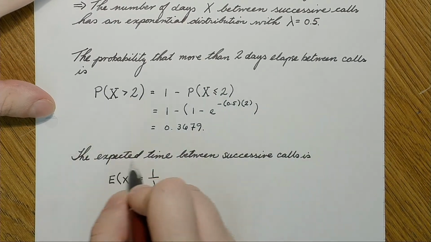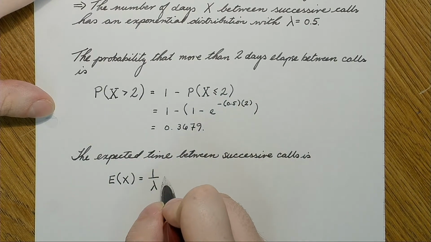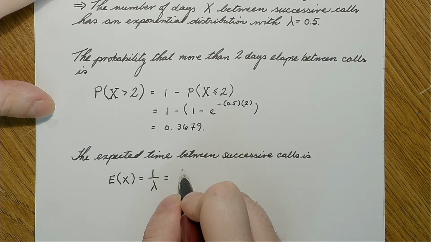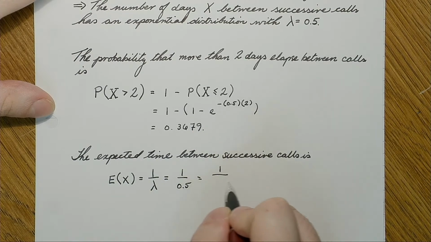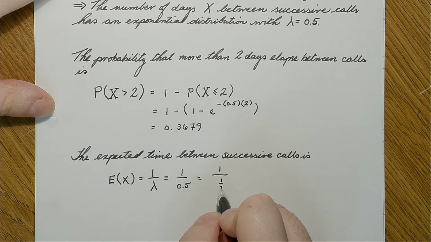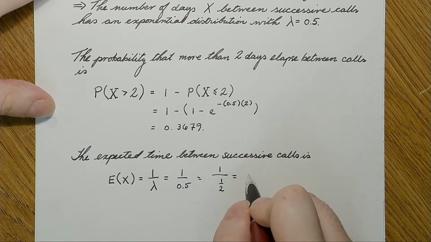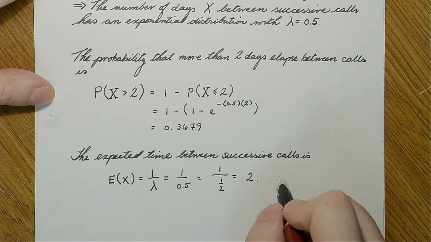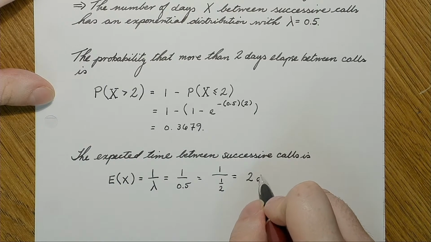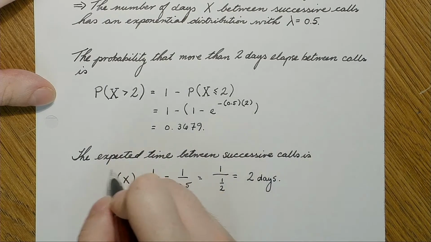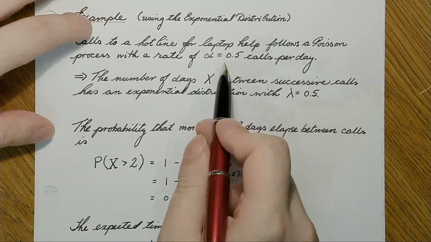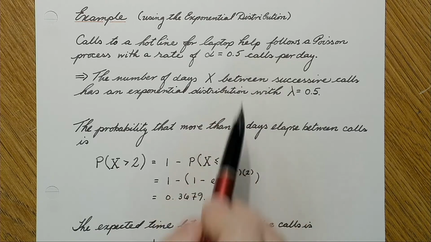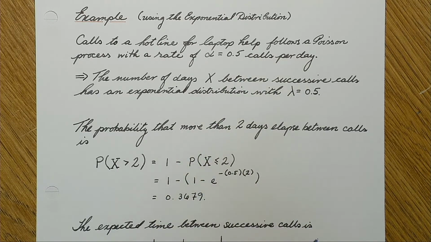And that also means that the expected time between successive calls is equal to 1 over lambda, which is 1 over 0.5, or to make this easier for me, it's 1 over a half, which is 2. So this means that the expected time between successive calls is 2 days, which makes sense. Again, you're getting half a call per day. So you'd have a full call every 2 days.